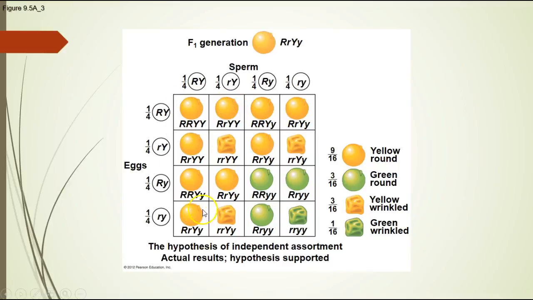When you show these different possibilities, then you can see that if you do the crosses, you'll see that 9 out of the 16 possibilities are dominant for both traits. 3 of the 16 are dominant for the color and recessive for wrinkled. 3 are dominant for round and recessive for green, and 1/16 is recessive for both traits. And this is what supported the hypothesis that Mendel came up with.